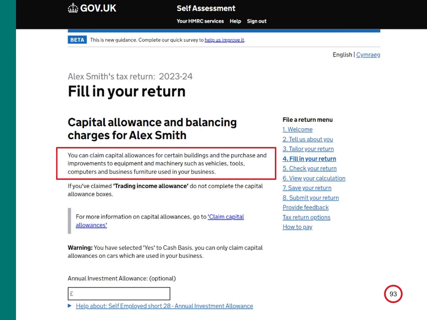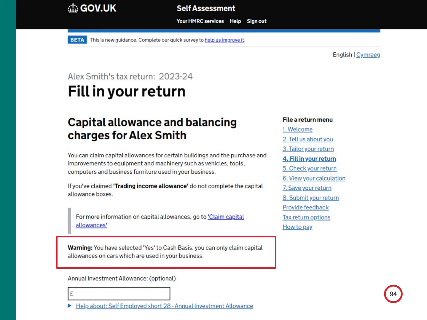This is the capital allowances and balancing charges page. If you are using traditional accounting, capital allowances can be claimed for some buildings and the purchase and improvements to equipment and machinery, such as vehicles, tools, computers, and business furniture used in your business, sometimes known as plant and machinery. However, if you are using the cash basis, you can only claim capital allowances on cars used in your business. A warning message is given to remind you.